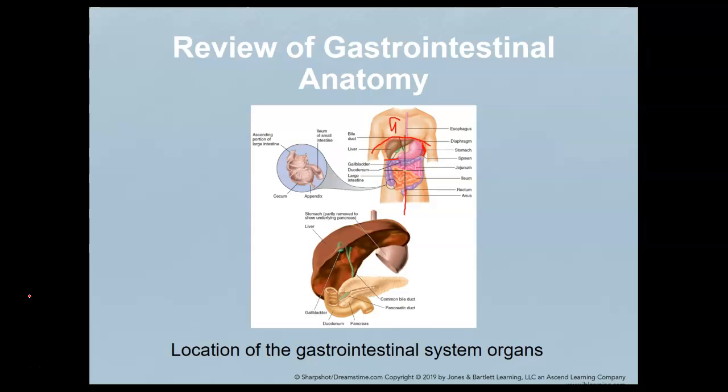So there's three sections of the small intestine. You have the duodenum, the jejunum, and the ileum. The entire length of a typical adult intestine is about 24 feet. The first part's called the duodenum, and it forms about a 180-degree arch within the abdomen. So it's kind of that big loop you see.